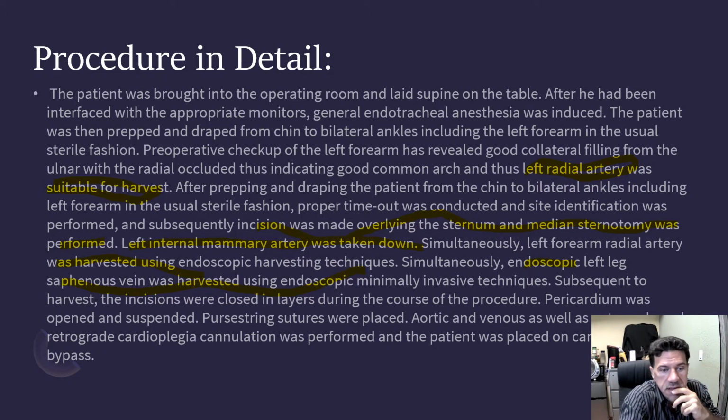Subsequent to the harvest, the incisions were closed in layers during the course of the procedure, and they closed the layers after harvesting. Now the pericardium was opened and suspended, back to the sternotomy. The aortic and venous and retrograde cardioplegia cannulation was performed, and the patient was placed in cardiopulmonary bypass. Patient is already on bypass, and the patient is ready to start the procedure. Two different devices: left radial, left saphenous vein, open approach through sternotomy.